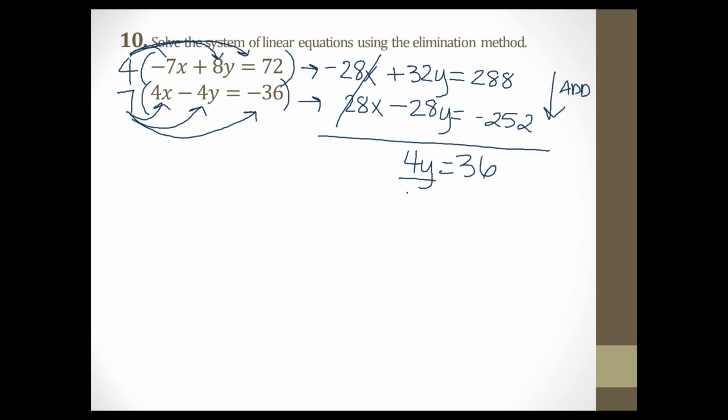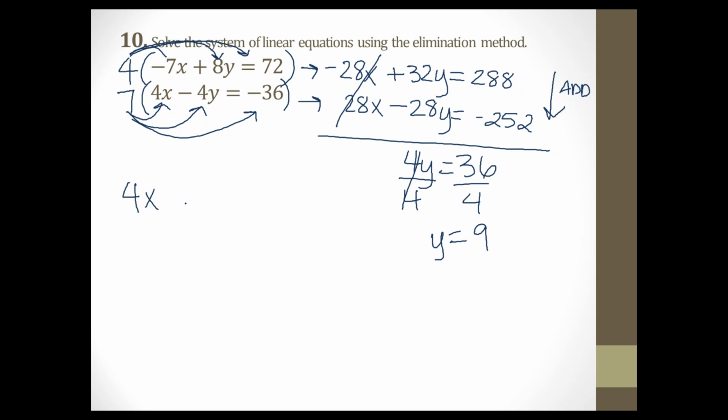And so to solve for y, I'm going to divide by 4. So y equals 36 divided by 4, which is 9. So that's half of my solution. I need to get the x value for my solution. So I'm going to choose one of my original equations, plug in my y value to get the x value. So I'm going to use the second equation. It doesn't matter which equation I use. I'm just choosing the second one.